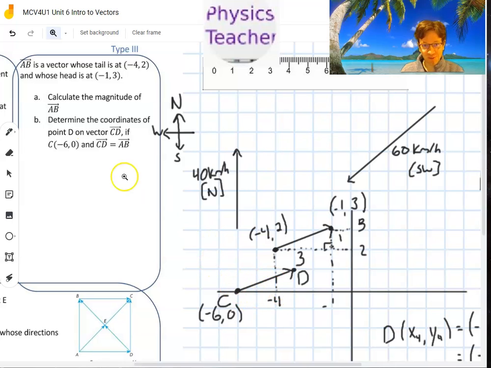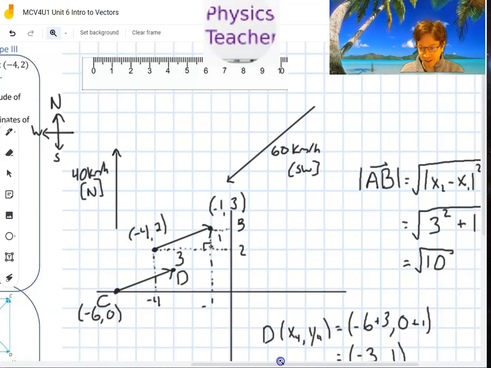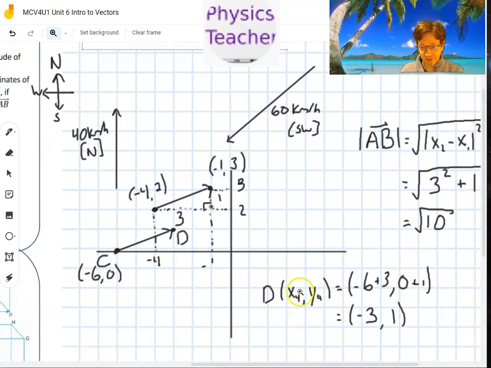Okay, so I forgot to record part B, but I'll just go over it quickly. So part B says, determine the coordinates of point D on vector CD if C is this, so right here, at -6 and 0, and CD is an equal vector to AB. So for AB, since we went over 3 and up 1, CD should do the same thing because it's pointing in the same direction. So to calculate where we would go, we would start for our coordinates for D, we would start at C, so our x coordinate, and then add 3 over, and then our y coordinate at 0 and adding 1 up. And that'll give us our coordinates for D to be -3 and 1.